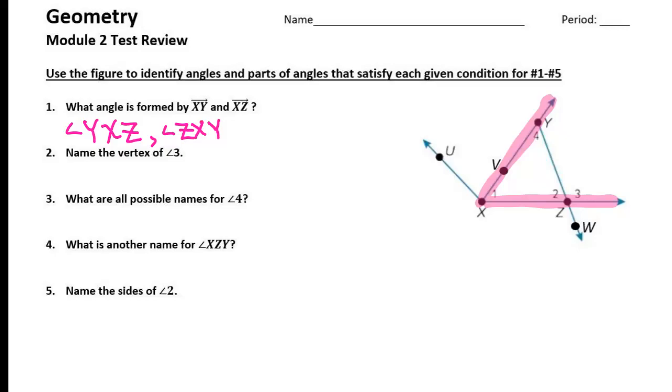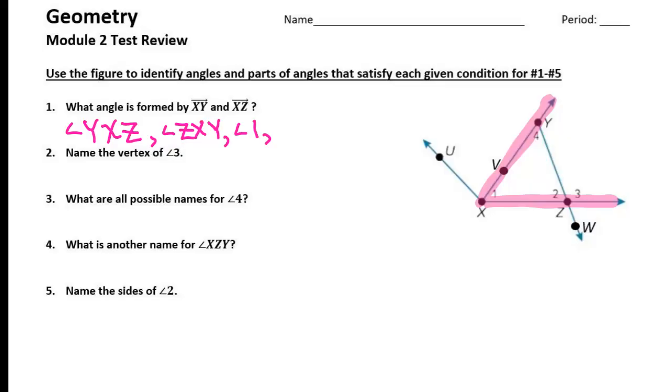Are there any other points on that angle? We can call it angle 1, absolutely. When there is a number tucked back into the corner, we can name it with the number. So we can call it angle 1. Are there any other points on the pink angle? V is also on there.